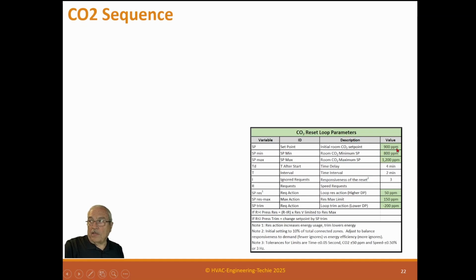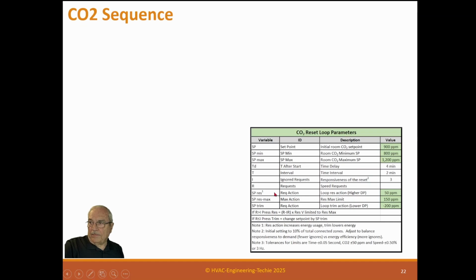The set point is 900 parts per million. The minimum set point is 800 parts per million, and the maximum is 1,200 parts per million. So normally we don't want to try to maintain under this 900 parts per million, and maybe even that's too low. You might want to even set that up a little bit. The delay starts 4 minutes again. The interval is 2 minutes. The reset is 3, and we've just raised that up to get it a little bit less responsive to the system.